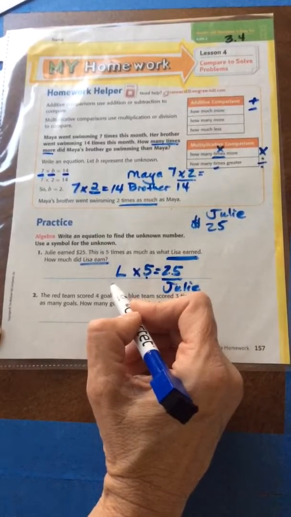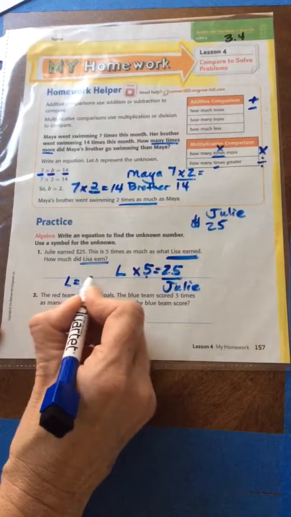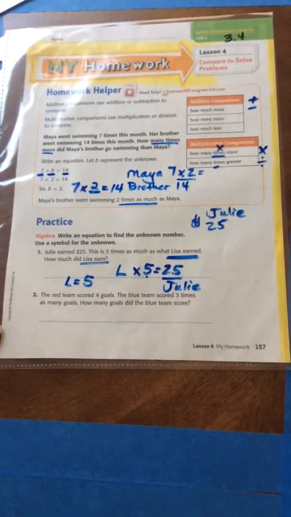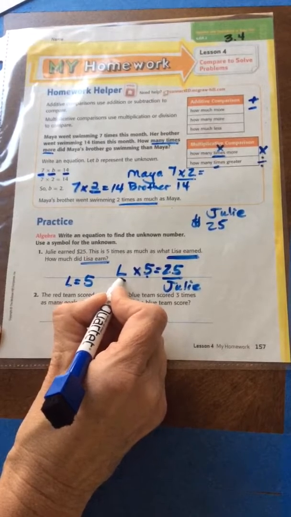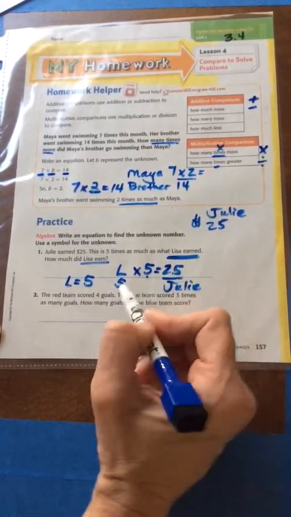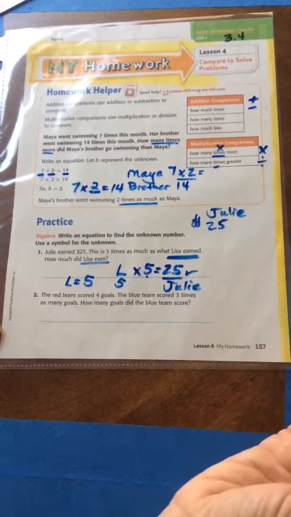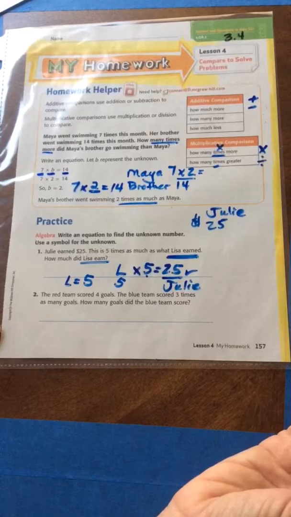So how much did Lisa earn? Lisa earned $5. Because 5 times 5 is 25. So Lisa got $5, but Julie made 5 times that amount, and she got $25. Okay? Confusing, I know. Tricky, I know.